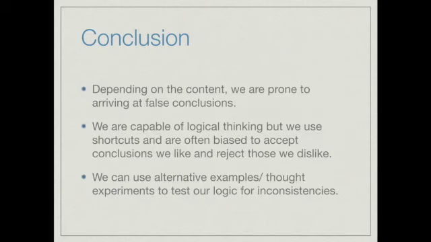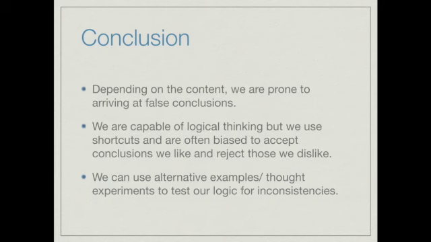Okay, so what conclusions can we draw from these examples? Just to acknowledge that depending on the content, we are prone to arriving at false conclusions. That's how we've evolved, and everybody is capable of making these mistakes. It doesn't mean that we're not smart. We are all subject to these sorts of confirmation biases and heuristics and shortcuts. And in some cases, the smarter you are, the more prone you are to them.